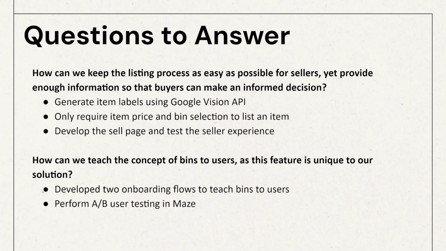Our solution was to generate item labels for sellers using Google Vision API and only require an item price and bin selection to list items. We wanted to answer, how can we teach the concept of bins to users, as this feature is unique to our solution? Our solution was to develop two onboarding flows to teach to users and perform A/B testing in Maze.